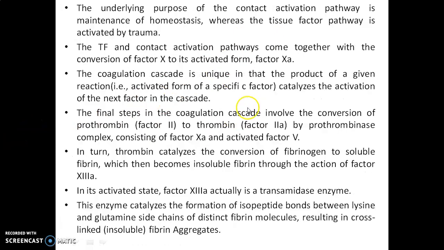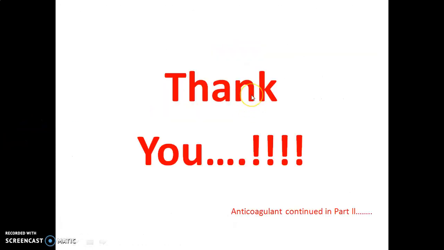These are some descriptions of the same. Now in the next part we are going to see the anticoagulants. Thank you.